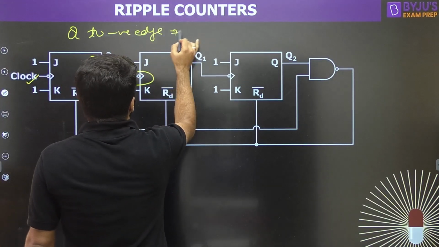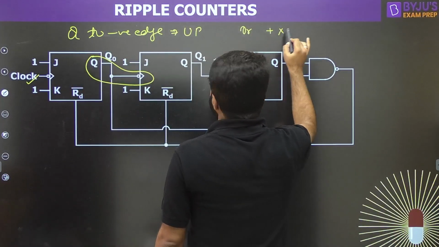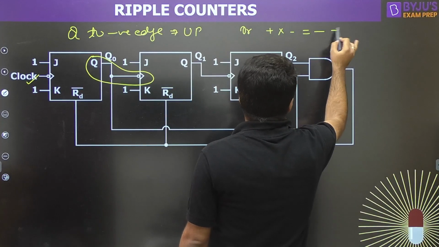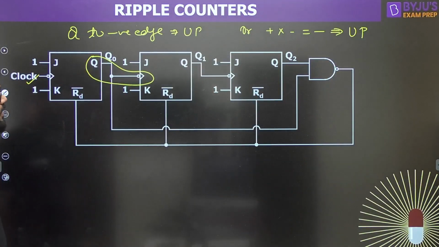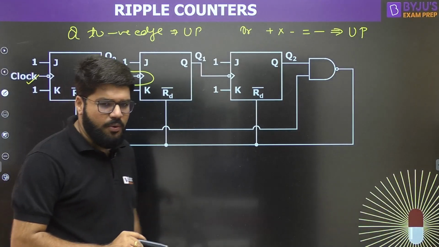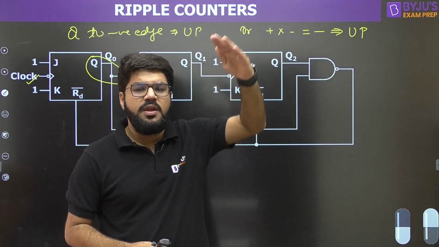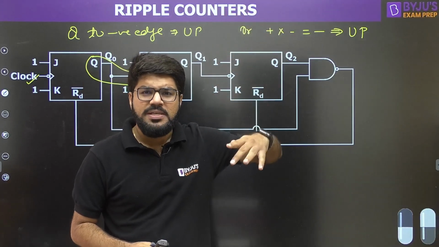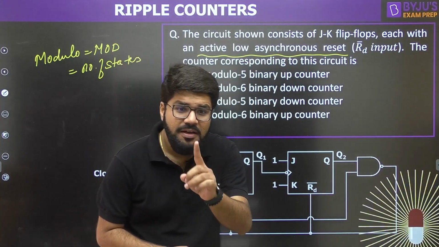And that is what we have learned actually. Q to negative edge is up. Or you can try once again: Q means plus, negative means minus, plus into minus is minus, and minus is known as an up counter. So it is definitely an up counter. The up counter will count from 0, 1, 2, 3, 4, 5, 6, 7 back to 0. Sir, is it modulo 8? But there is no option modulo 8. There is the reset pin.